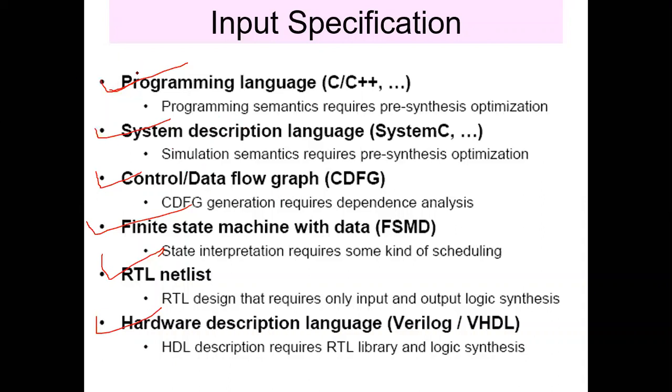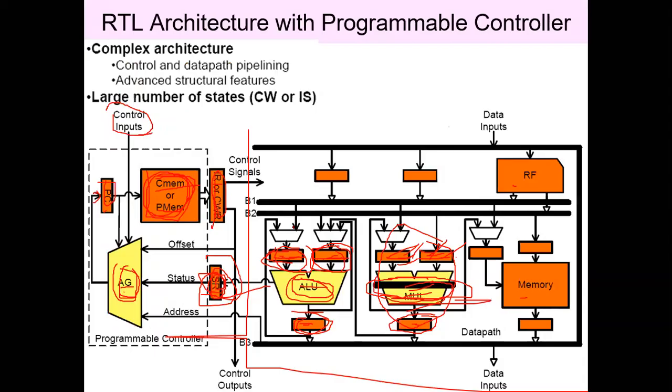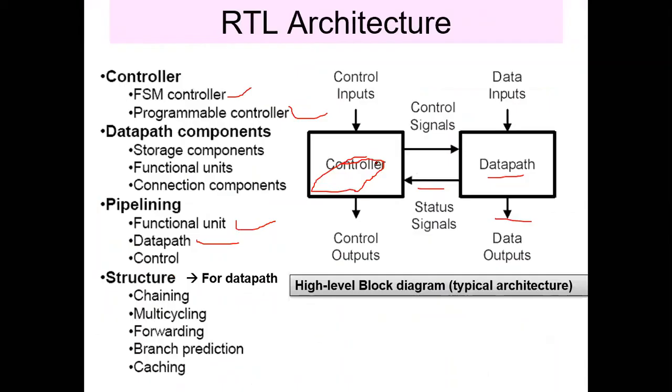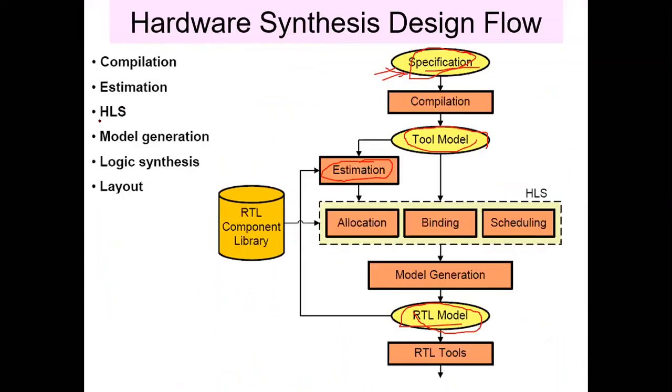So how we can specify a particular example using a programming language, and how the same thing can be defined using FSMD or control data flow graph, will be covered in the next class. Right now we can stop here. Is there any doubt? This input specification we can cover in the next class. Right now we have covered only the design flow.